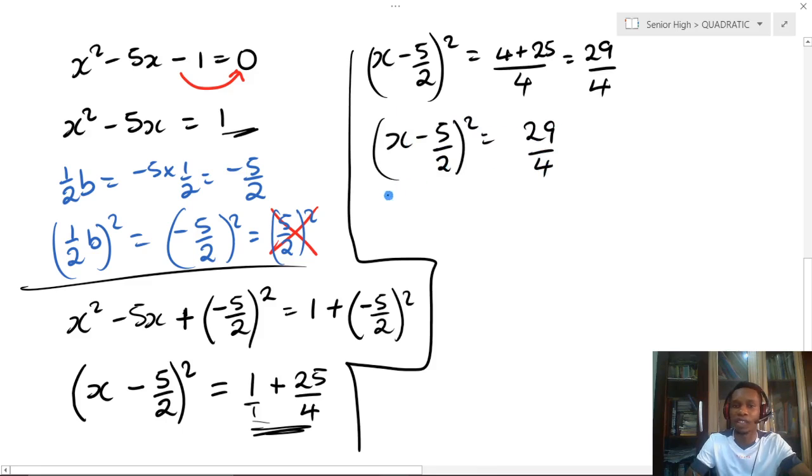And then what do we do next? Take square roots of both sides. So we take square roots, because I want to make x the subject of the formula, square roots of both sides.